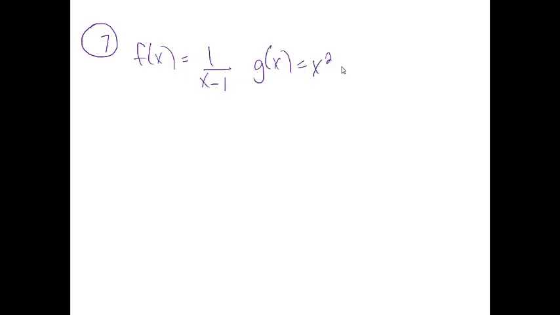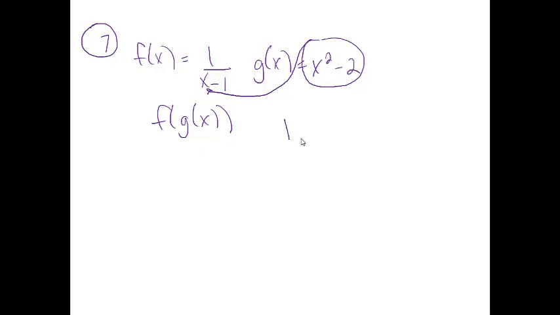All right, next problem is problem 7. This one tells us that f of x is equal to 1 over x minus 1, and g of x is equal to x squared minus 2. First of all, it asks us to find f of g of x. Basically, we're just going to take our g function and put it in for the x value. So I'm going to get 1 over x squared minus 2 minus 1. That will simplify to 1 over x squared minus 3.